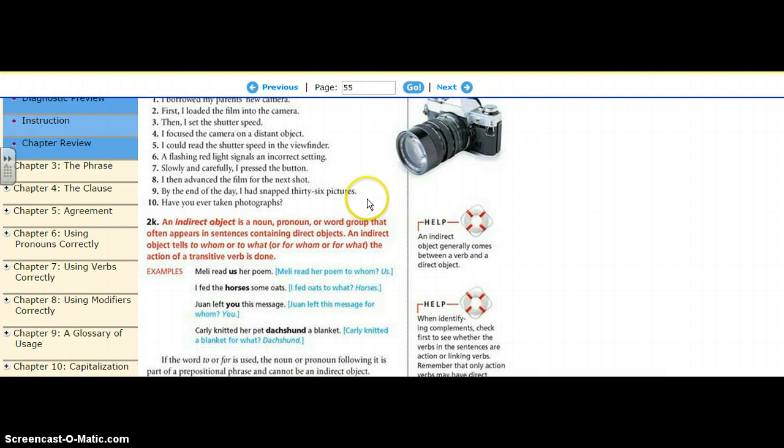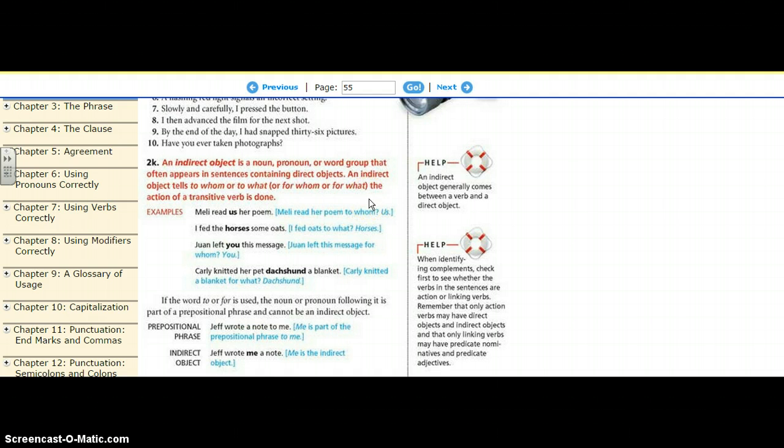Coming back to indirect objects, an indirect object is a noun, pronoun, or word group that often appears in sentences containing direct objects. An indirect object tells to whom or to what, or for whom or for what the action of a transitive verb is done. Melly read us her poem. Melly read her poem to whom? Us. I fed the horses some oats.